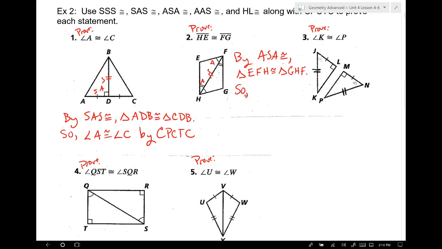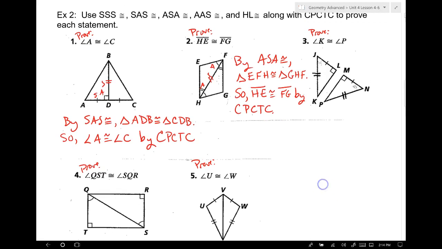So what do we know about our two segments? They're congruent. So segment HE is congruent to segment FG by CPCTC. Very good. CPCTC, which means what, friends? Guys, what does CPCTC stand for? Corresponding parts of congruent triangles are congruent. Now you're rocking. That's much better.